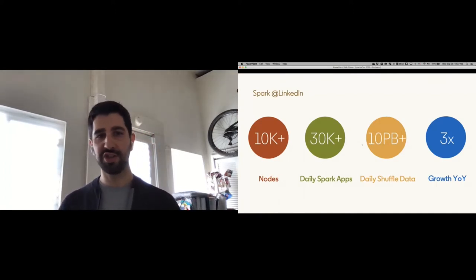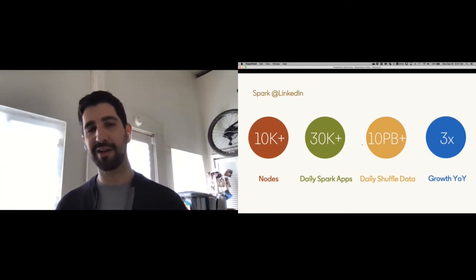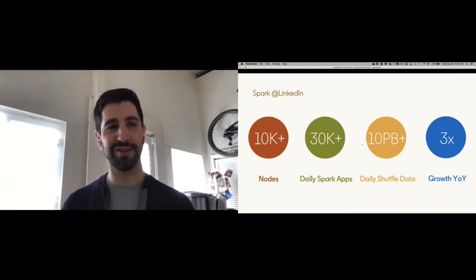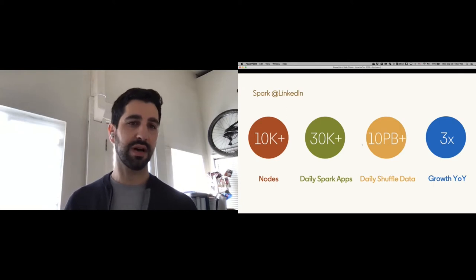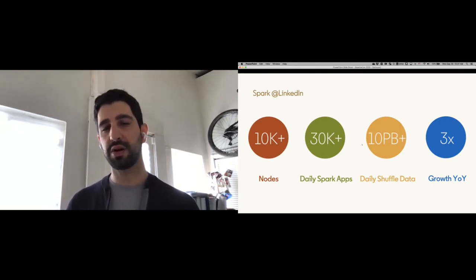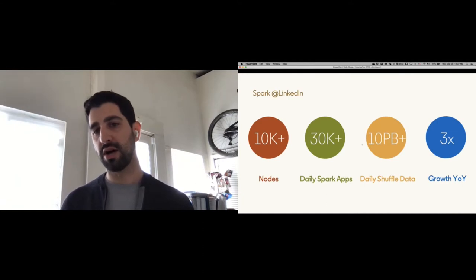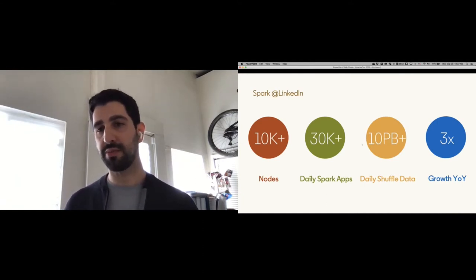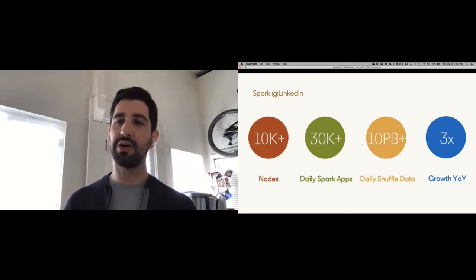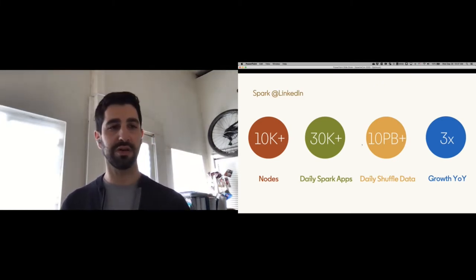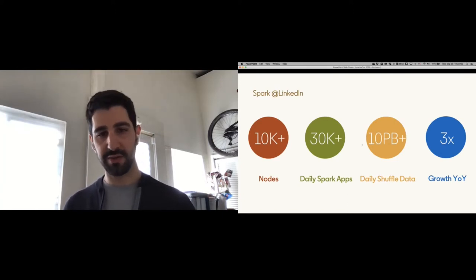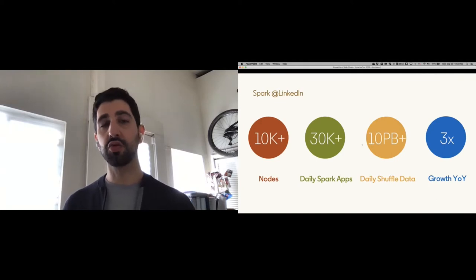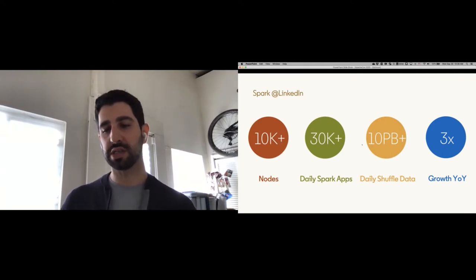A little bit about Spark at LinkedIn. So this is changing daily. The first time that I wrote this slide a couple of months back, it was a little different, but these are the latest numbers. We have north of 10,000 nodes in our offline infra, about 30,000 daily Spark applications running. And shuffle data is pretty impressive. We're talking about 10 petabytes a day. And this is following growth of about 3x year over year in terms of the daily Spark applications that we have. So it's not optional for us to figure out how to scale performance for Spark at LinkedIn. It is crucial for us to be able to keep up with the growth that we're experiencing.